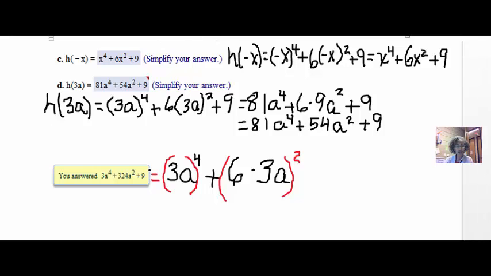that's not correct. So what I'll do with this is I'll show you what this equals. So here you're only applying the power 4 to the a. Here you're applying the power of 2 not only to the 3 and the a, but also to the 6. And the power of 2 is only to be applied to the 3 and the a, not to the 6. 6 should not get squared.